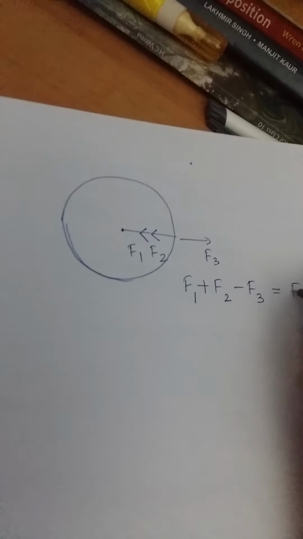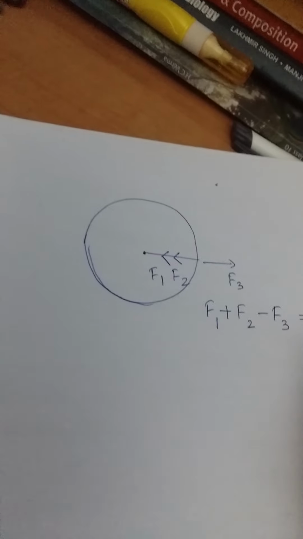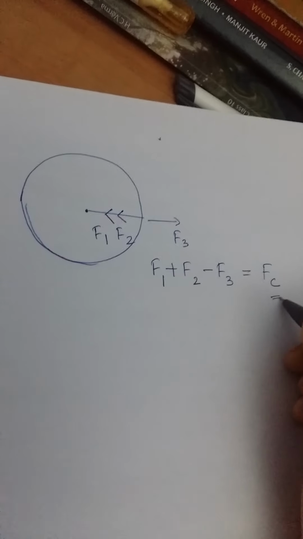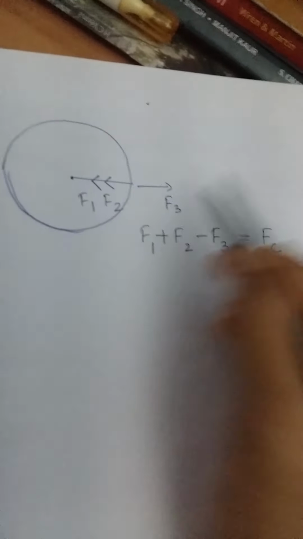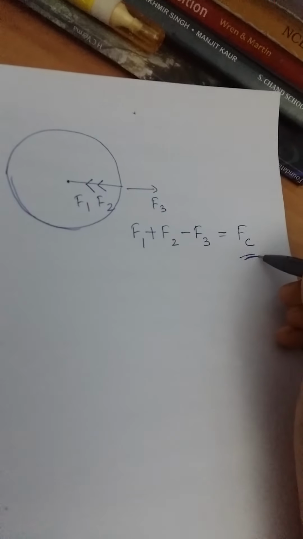So it means that F1 plus F2 minus F3 gives you the centripetal force. Always remember this thing. Here the number of forces are F1, F2 and F3, so the net force is your centripetal force.